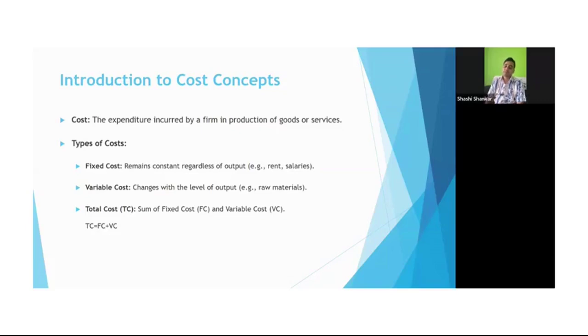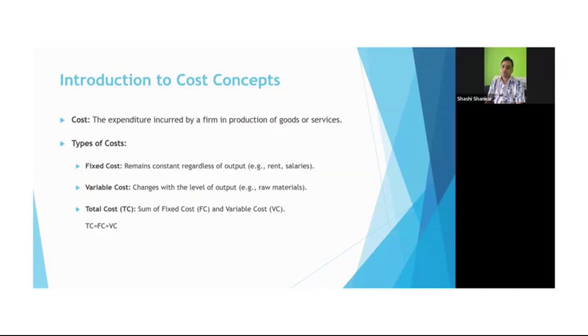All right. Talking about variable cost, it changes with the level of output. Talking about the raw material: suppose they are producing something, and for producing 100 units they require 1 lakh of raw materials. If we are producing more than 100 units, definitely it will increase the cost. That cost is known as variable cost, for example, raw material.